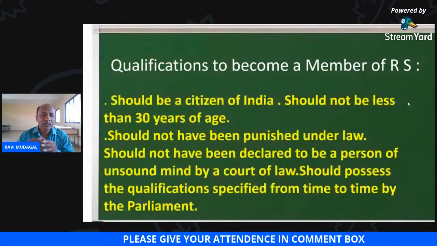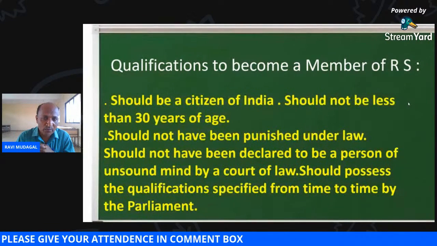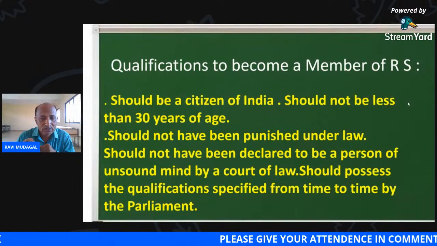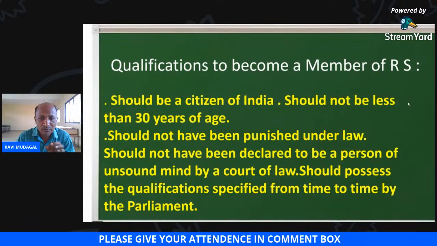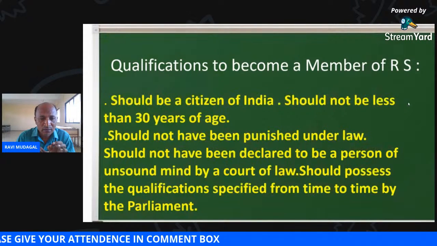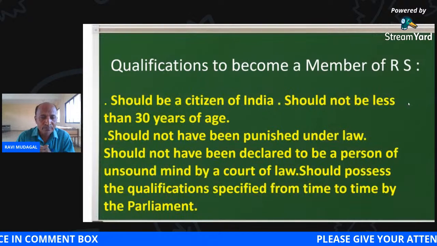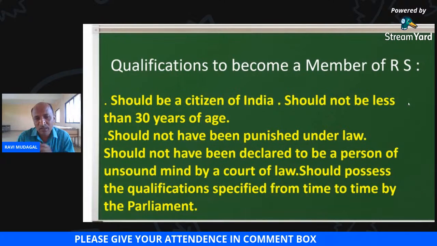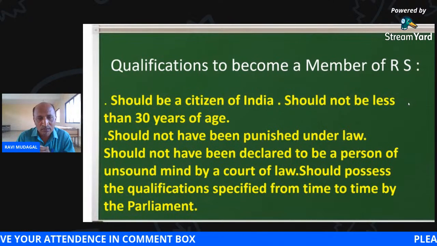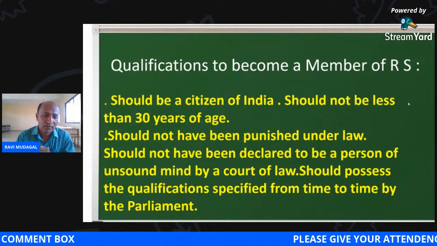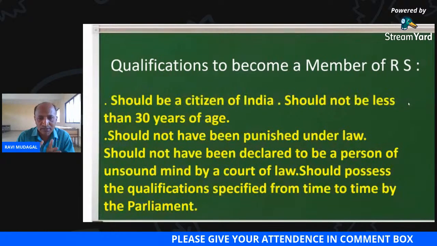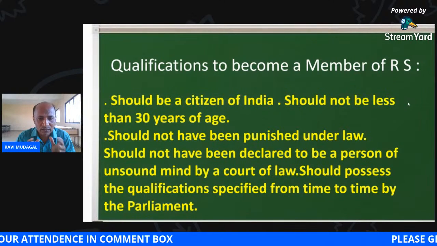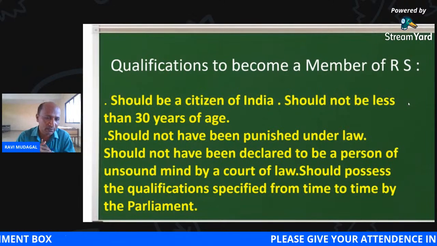Right. Let's move to the third qualification to become a member of Rajya Sabha. Should not have been punished under law. Suppose a person has been punished under law, he or she wishes to become a member of Rajya Sabha, it's not possible. The third qualification is should not have been punished under law. Suppose he has been punished under law, he is not able to become a member of Rajya Sabha.